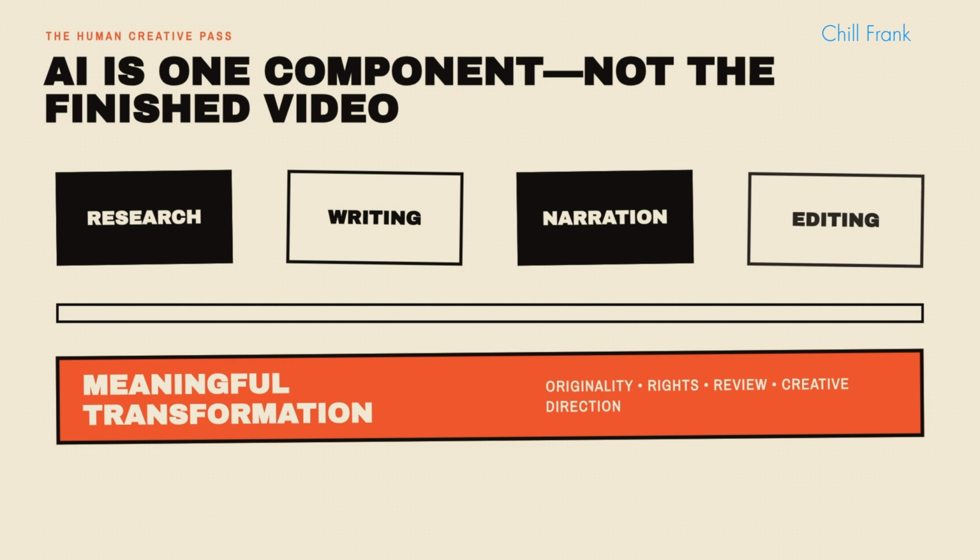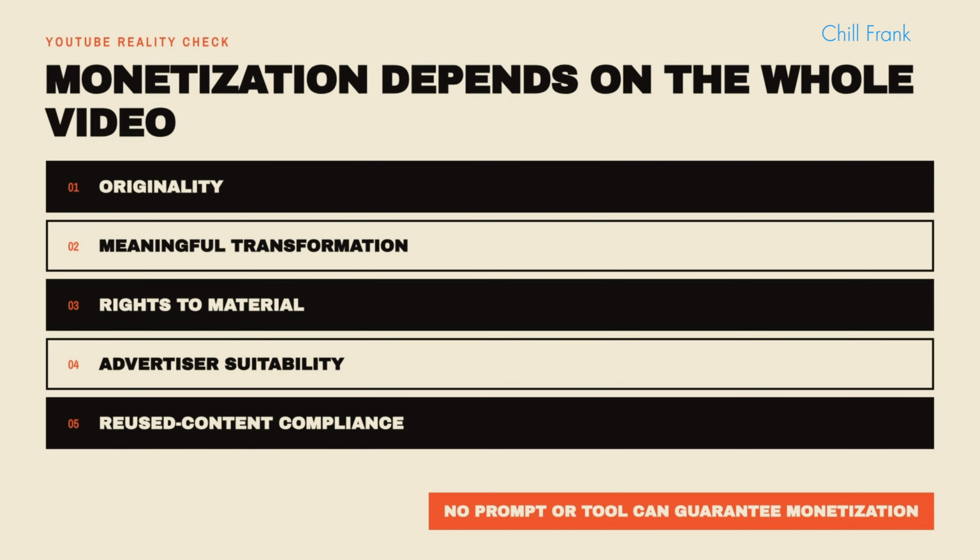You can also remove sections where the animation becomes repetitive or where the visual metaphor does not communicate the point clearly. The objective is not to disguise AI-generated content. The objective is to use AI as one component of a broader creative process. YouTube evaluates channels as a whole, and monetization depends on factors such as originality, meaningful transformation, rights to the material, advertiser suitability, and compliance with reused content policies. No prompt or tool can guarantee monetization.